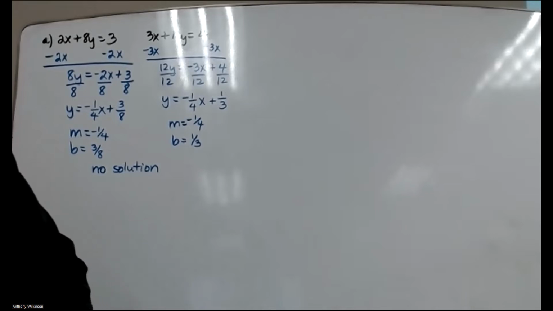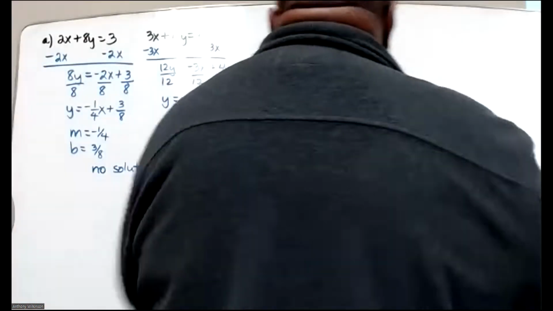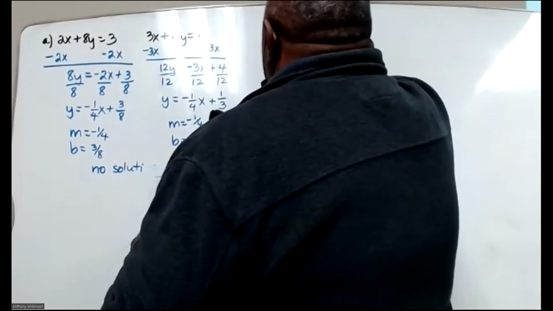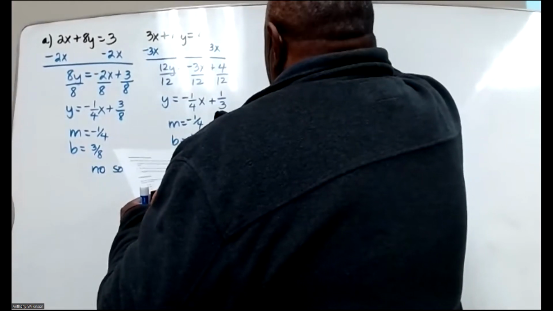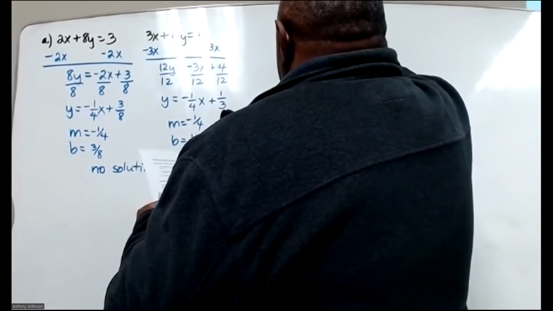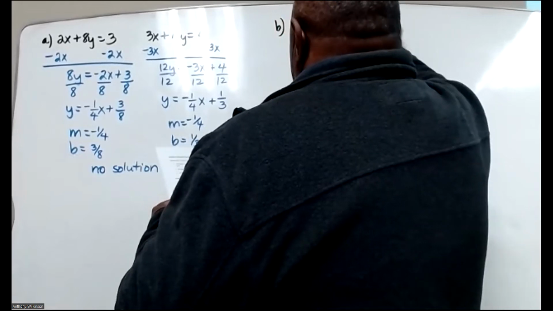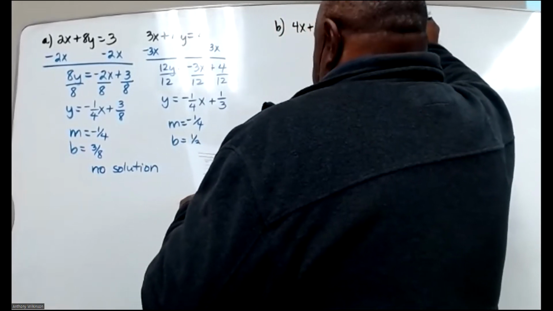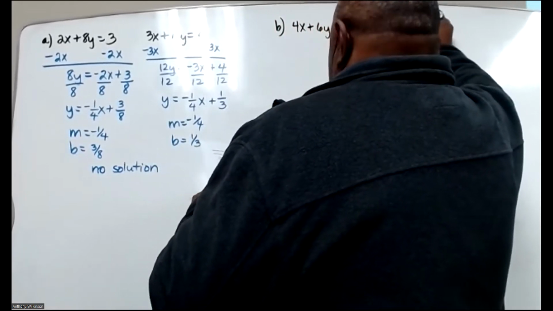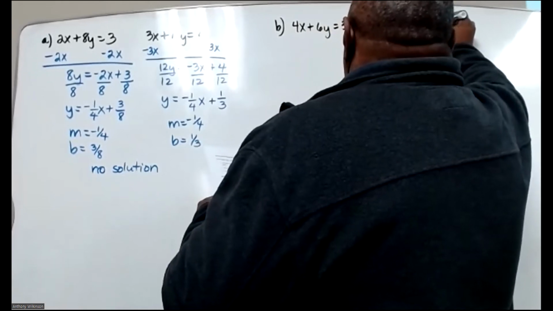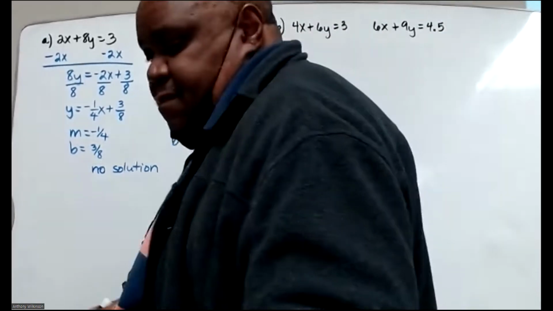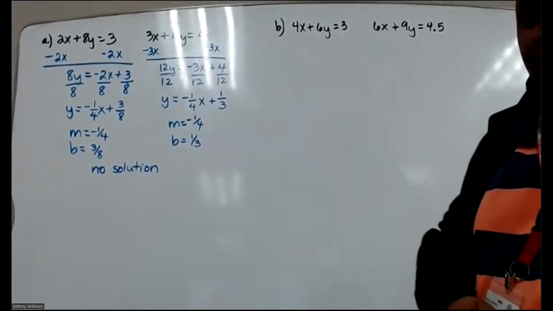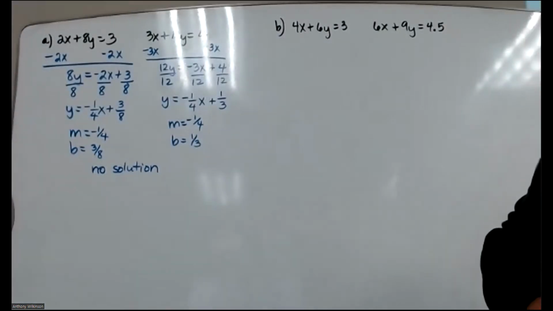Okay, let's look at part B. Here we've got 4x plus 6y is equal to 3, and 6x plus 9y is equal to 4.5. I want to determine whether those two lines have one unique solution, infinitely many solutions, or no solution.